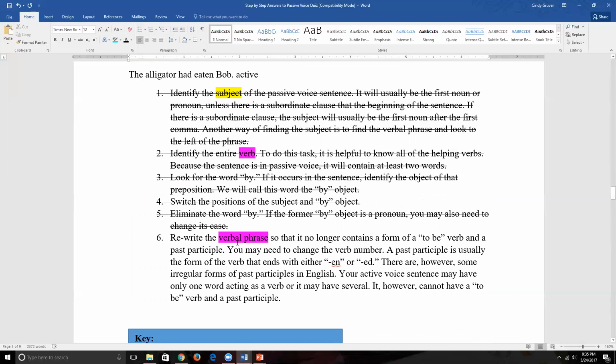So one way to confirm that you've actually made the right transition is to make sure you don't still have a to be verb and a past participle. Now you may well have a to be verb and you may well have a past participle. That's okay. You just don't want to have both.